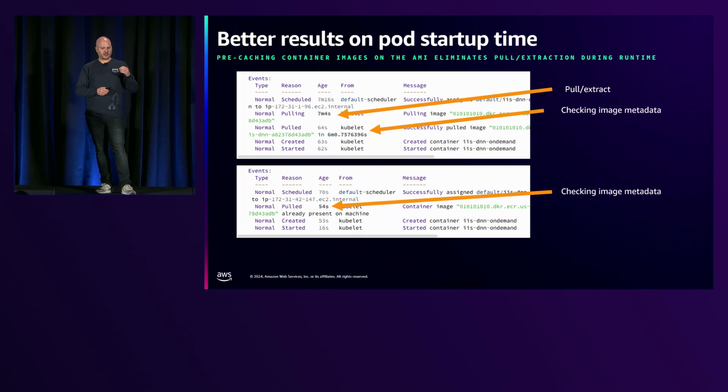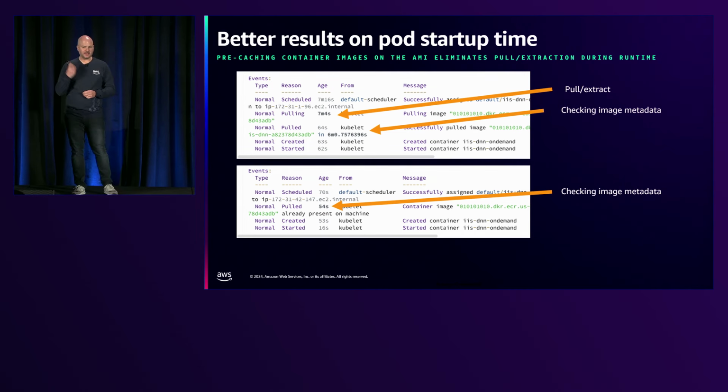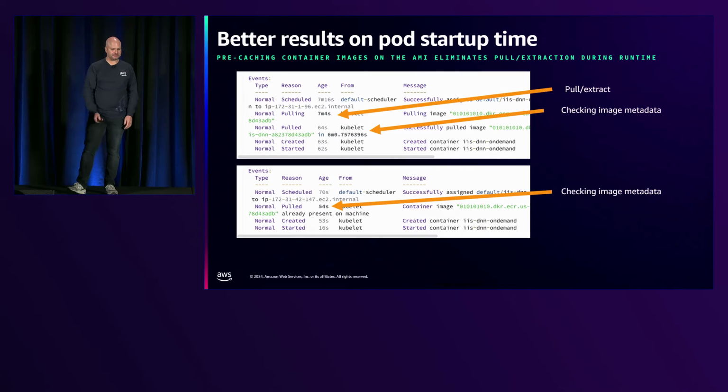The second image shows the speed improvement we achieve by implementing the caching strategy I showed earlier with EC2 Image Builder, by building that custom AMI with the required layers for the app dependencies already baked into the AMI. In this example, it only took 54 seconds for the container runtime to pull that image down, but because the layers were already present on the disk, it only had to check the image metadata and create and start the pod.